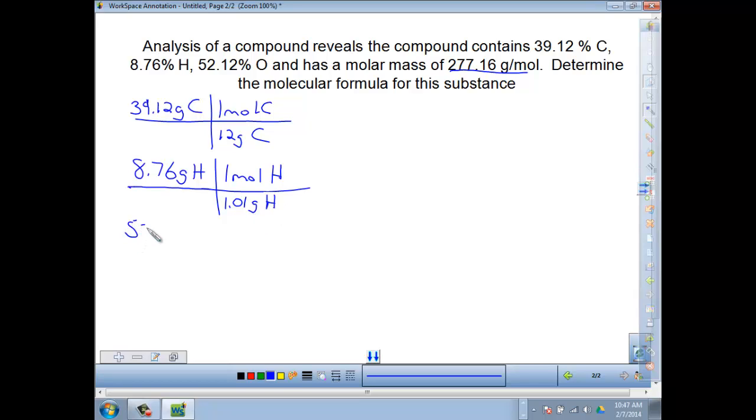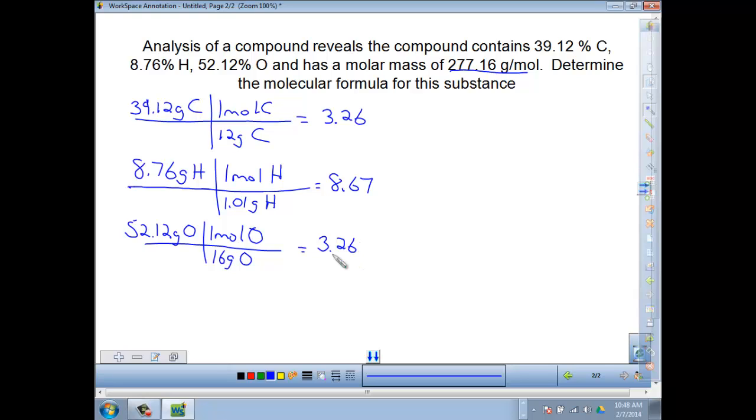And finally, 52.12 grams of oxygen. 1 mole of oxygen is going to have a mass of 16 grams of oxygen. So when I run that through, you're going to find out that carbon, using sig figs, is 3.26. You're going to find out that hydrogen is 8.67. And when you do oxygen, it also is 3.26.